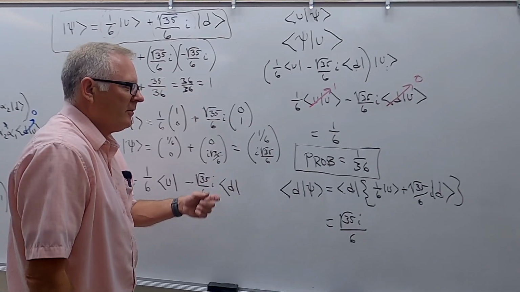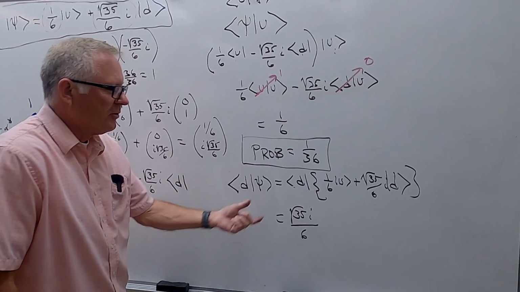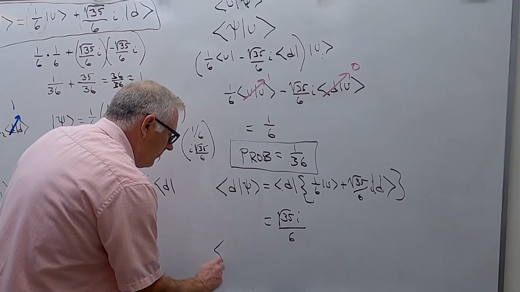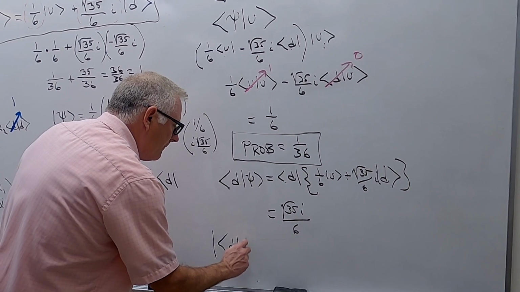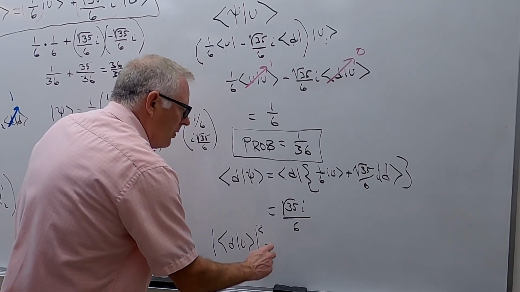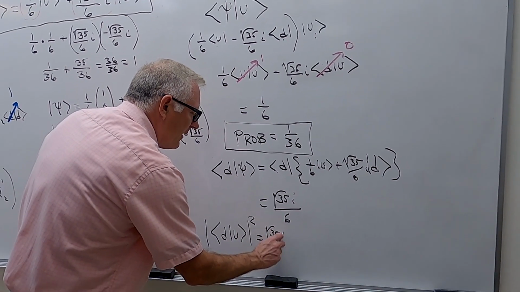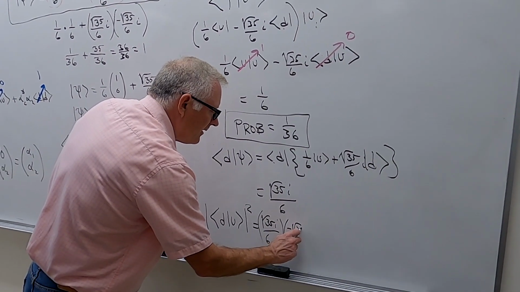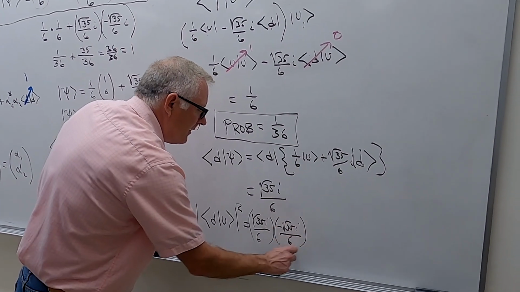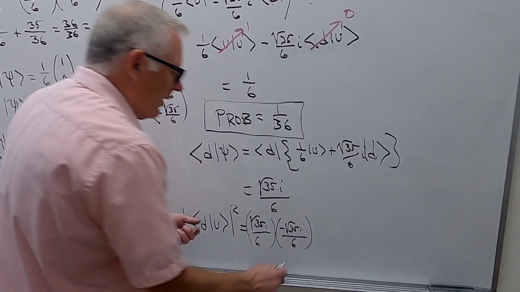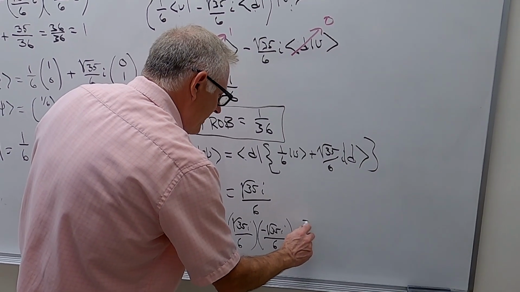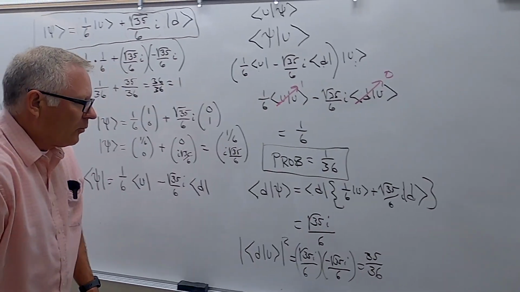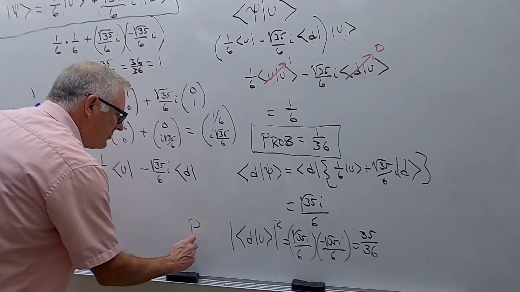Okay, and then what do we do to find the probability? We find the magnitude of this squared. So we multiply it by its complex conjugate. So |<down|psi>| squared would be the square root of 35i over 6 times minus the square root of 35i over 6. The i's and the minus i's give me the 1. This would be 35/36. So this would be the probability of measuring down.